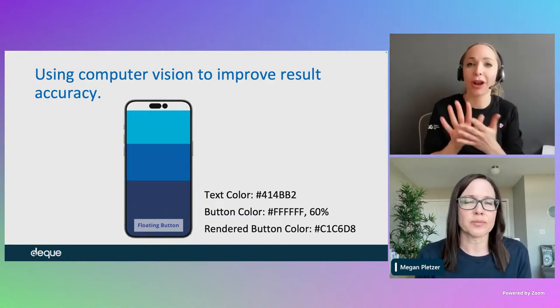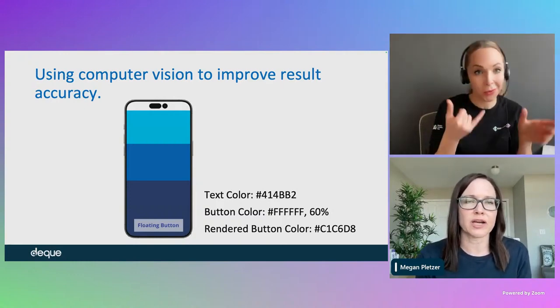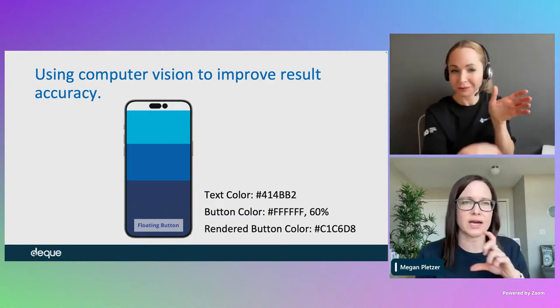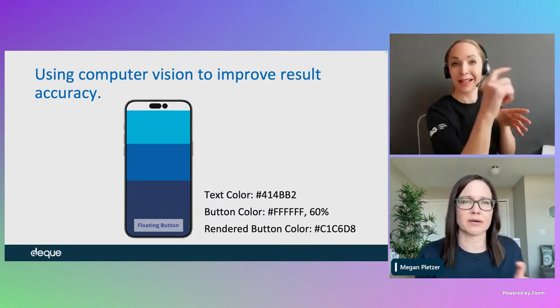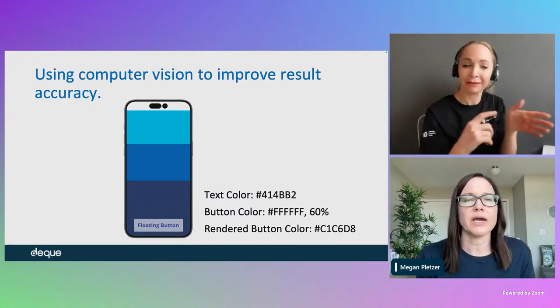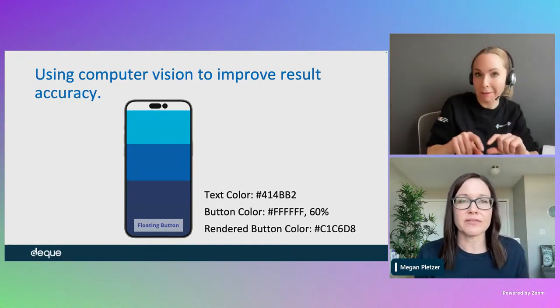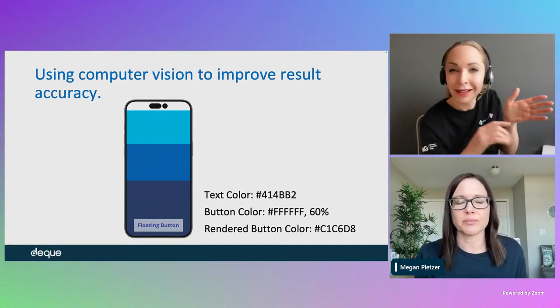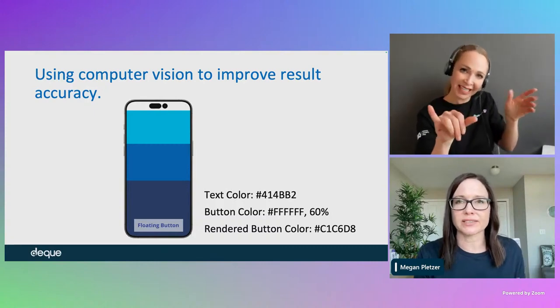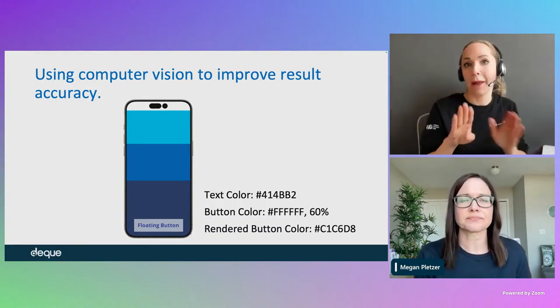So I have a phone up here on the screen. It has a blue background, kind of 3 striped bars. At the top, it's a lighter blue. In the middle, it's a medium blue. And at the bottom, it's more of a navy. And then there's a floating button at the bottom of the screen. And the floating button has navy text, and then it has a white background. But the white background actually has its opacity reduced to 60%.